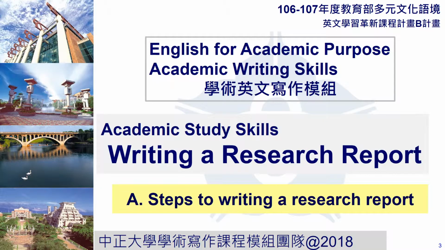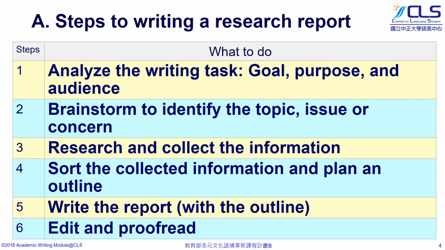First, let's look at steps to writing a research report. Here are the 6 steps. First, we analyze the assigned task, including the goal, purpose, and audience. Second, we brainstorm to identify the topic, issue, or concern. Third, we research and collect information. The fourth, we sort the collected information and plan an outline. The fifth, we write a report with the outline. And finally, we edit and proofread.